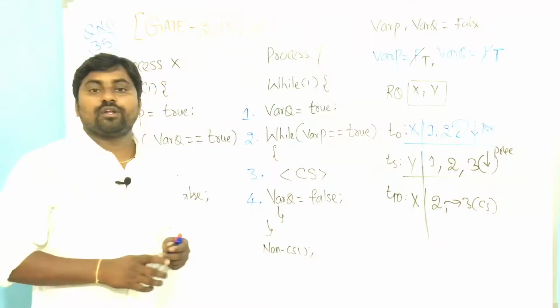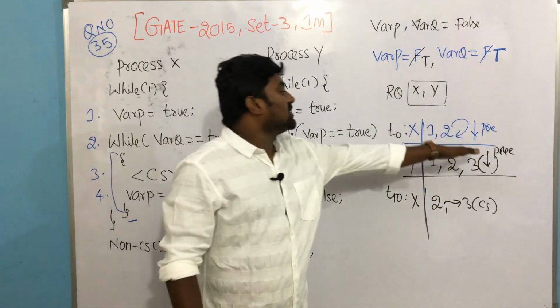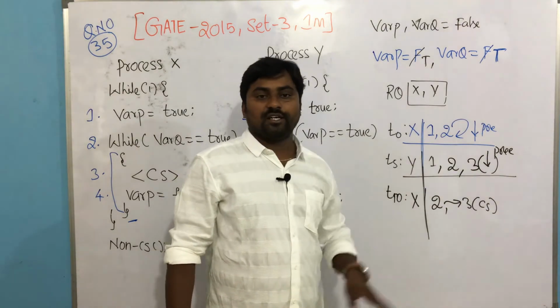See, now how many processes will be in the critical section? Already X was in the critical section, sorry, Y was in the critical section, then later X also entered into the critical section, or not?